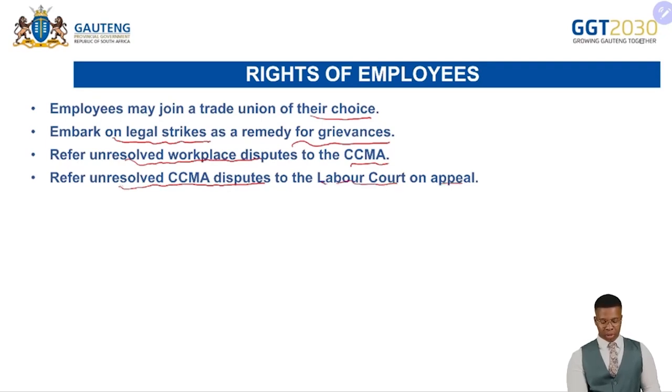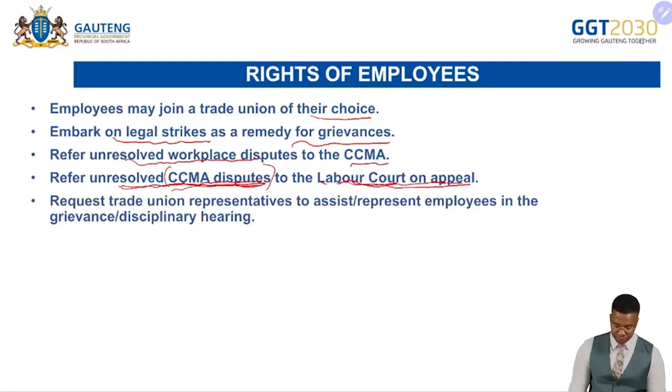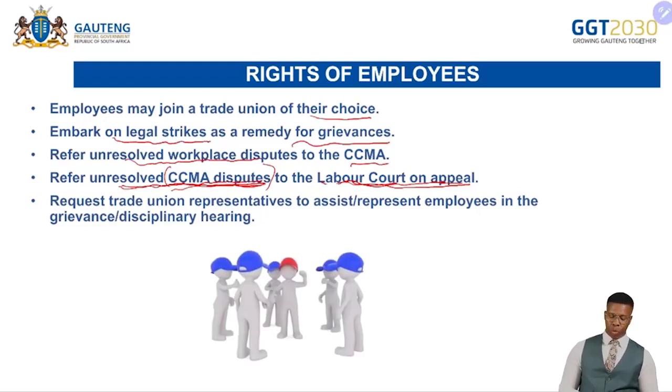So they have a right to refer unsolved CCMA disputes to the Labor Court. So if the CCMA failed to solve a dispute, that dispute can be taken to the now Labor Court. Then they have a right to request the trade union representatives to assist or represent employees in the grievance or disciplinary hearing, and then those would be the rights of employees.